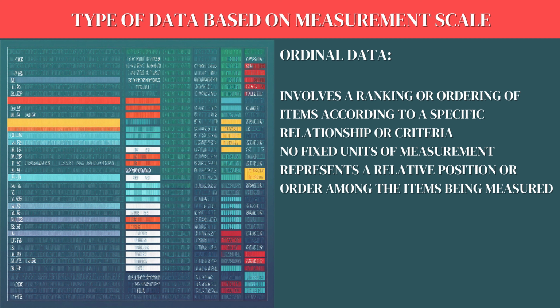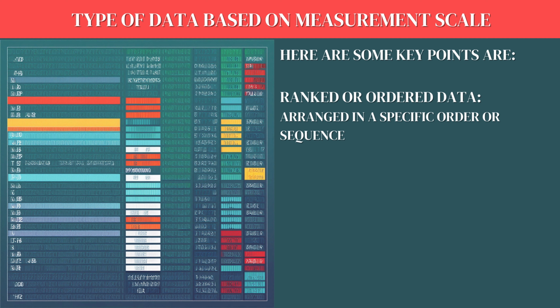Ordinal data. It is a type of data that involves a ranking or ordering of items according to a specific relationship or criteria. Unlike numerical data, it does not have fixed units of measurement, but rather, it represents a relative position or order among the items being measured. Here are some key points. Ranked or ordered data. It is arranged in a specific order or sequence based on a particular characteristic or attribute.